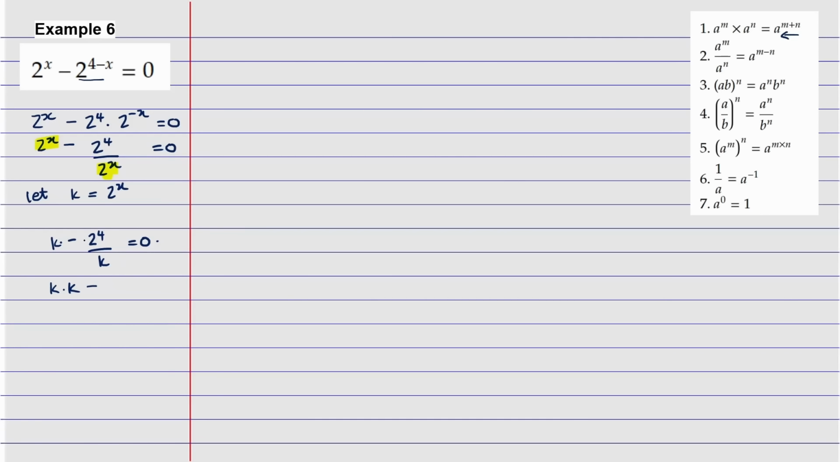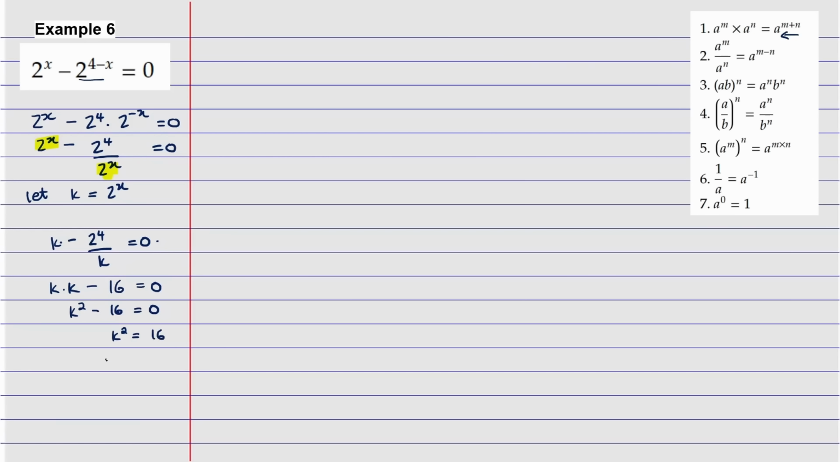I'm going to change it. So 2 to the power 4 is going to give me 16. Then 0 multiplied by k is just going to give us 0. So this is going to be k squared minus 16 is equal to 0. Take the 16 to the other side. So k squared is equal to positive 16.